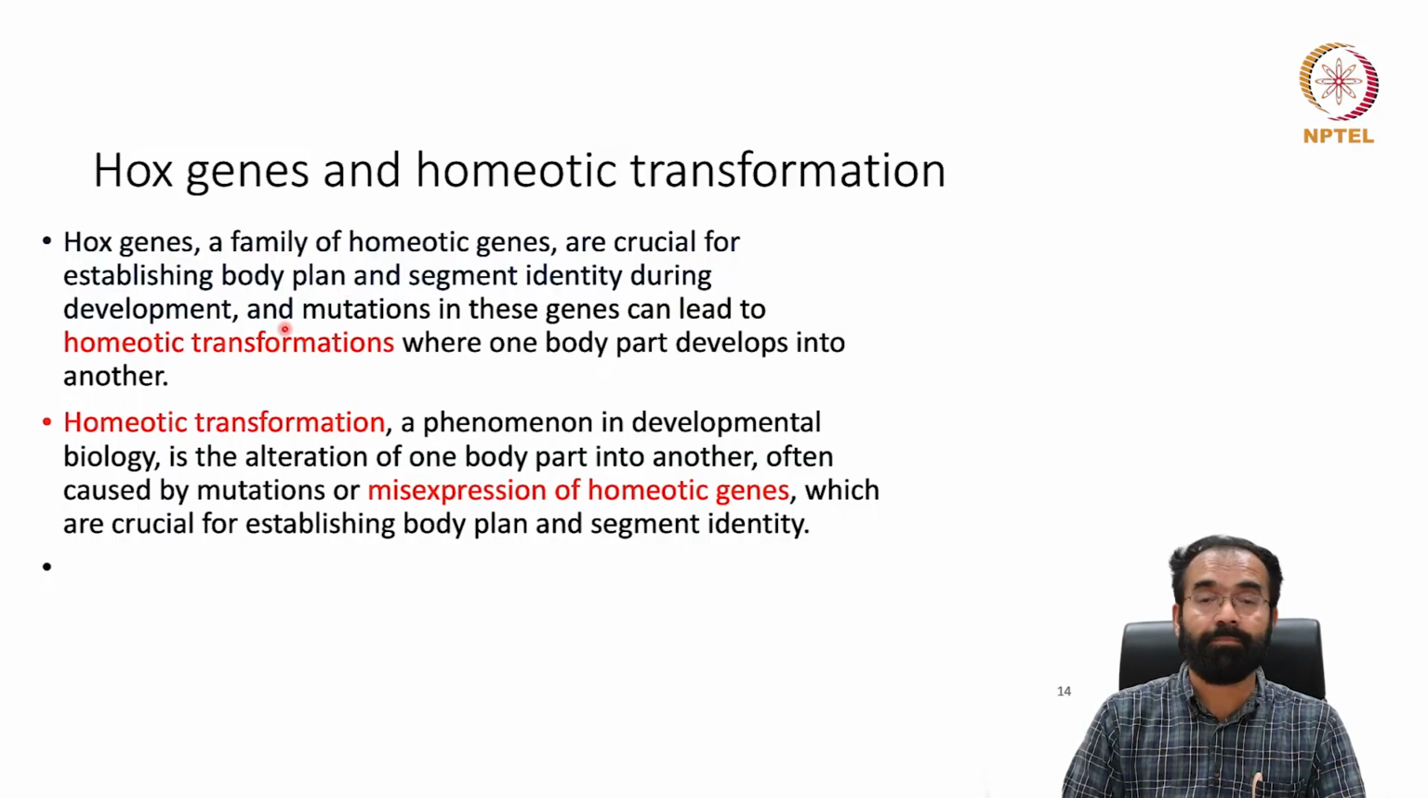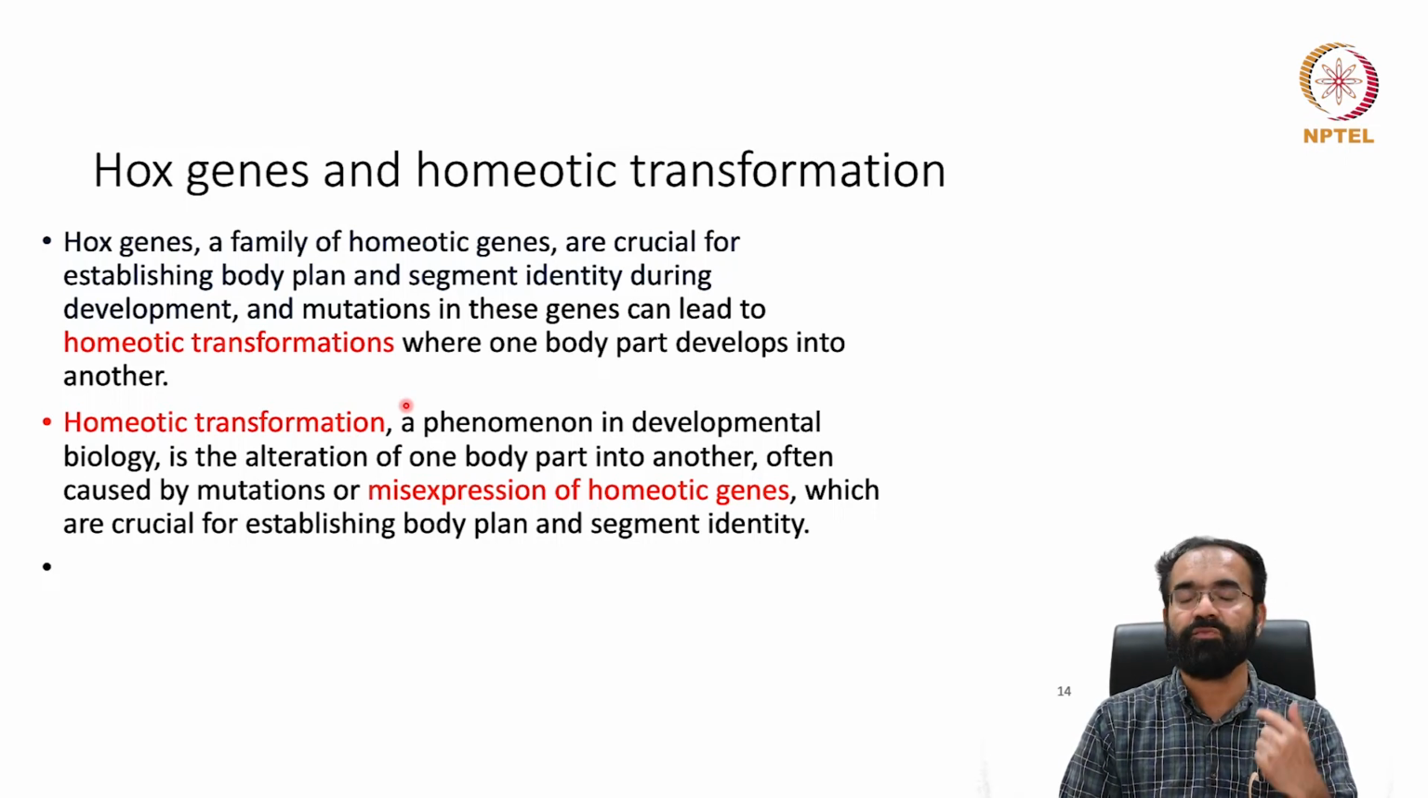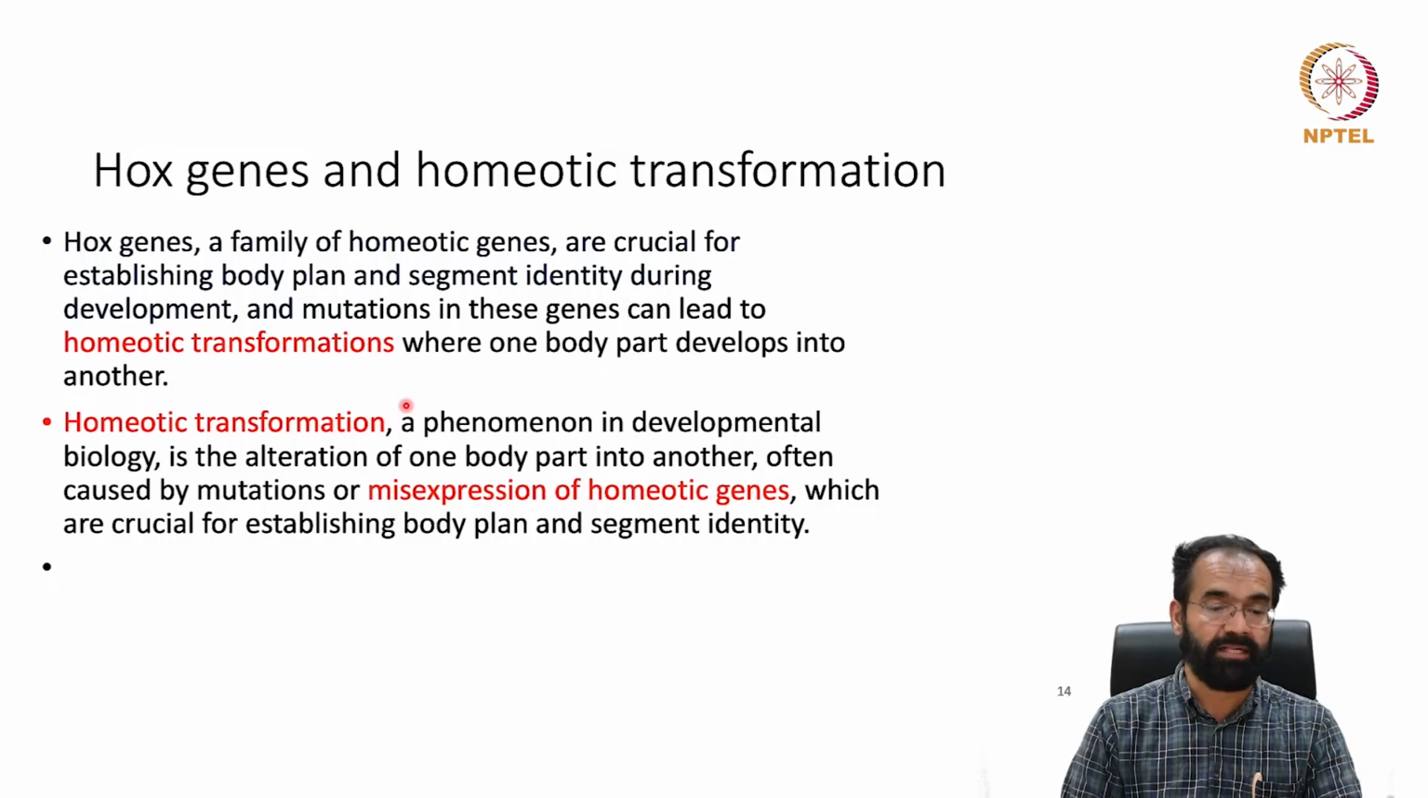So during development, mutations in any of these genes can lead to homeotic transformation, where one body part develops into another. Like in the place of my nose, now I have a hand. Or in the place of the nose, I have got an ear, not a nose. In the place of an ear, I have got 2 eyes, something like that.